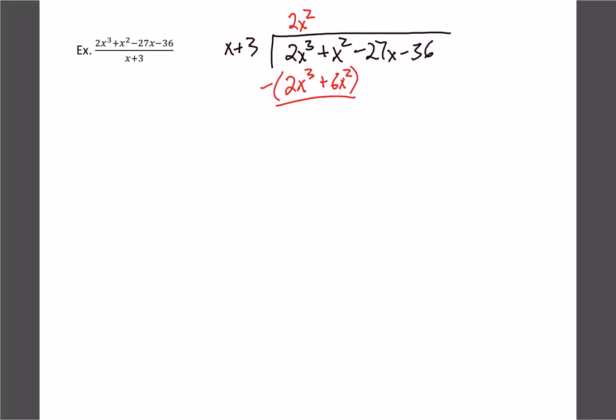We want to subtract all that. Once again, these would be negatives. We change our signs. Those ones cancel. We end up with negative 5x squared. Bring down our 27x. And we're ready to start all over again for the next round. x into negative 5x squared goes negative 5x times. Multiply that out. Negative 5x times x. Negative 5x times 3.